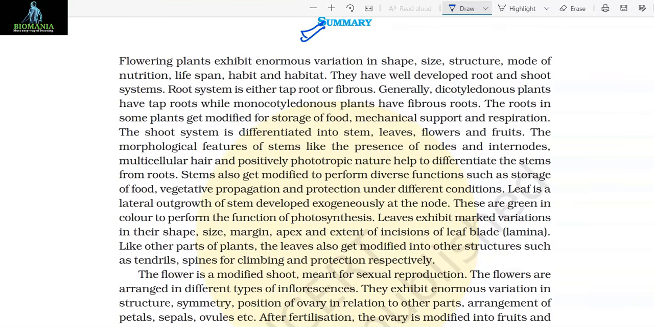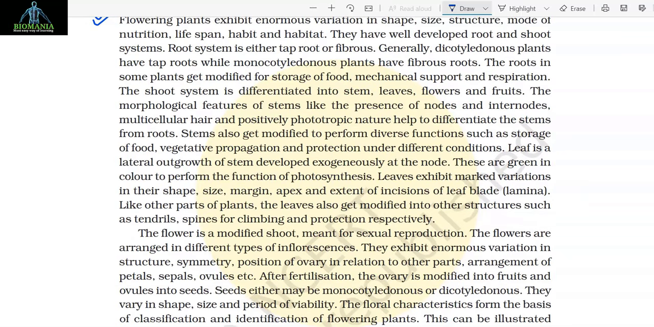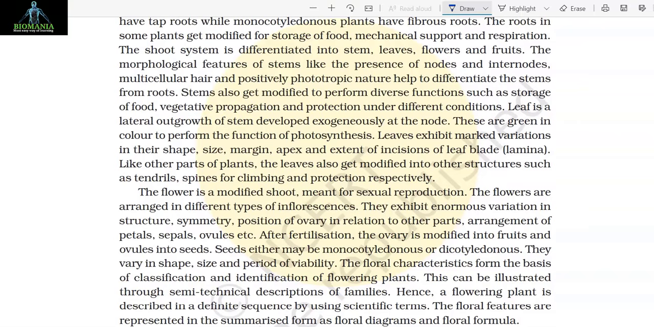Summary: flowering plants exhibit enormous variation in shape, size, structure, mode of nutrition, lifespan, habit and habitat. They have well-developed root and shoot systems. Root system is either taproot or fibrous. Generally, dicotyledonous plants have tap roots while monocotyledonous plants have fibrous roots. The roots in some plants get modified for storage of food, mechanical support and respiration. The shoot system is differentiated into stem, leaves, flowers and fruits.